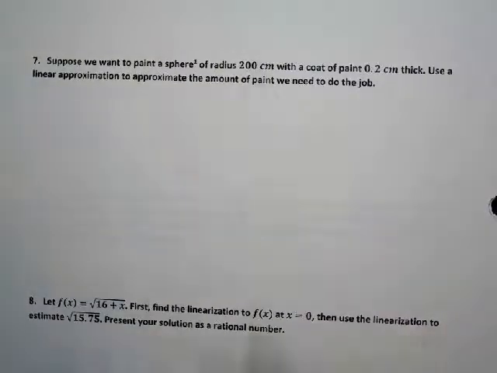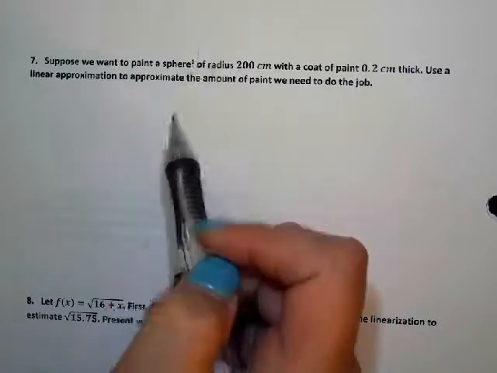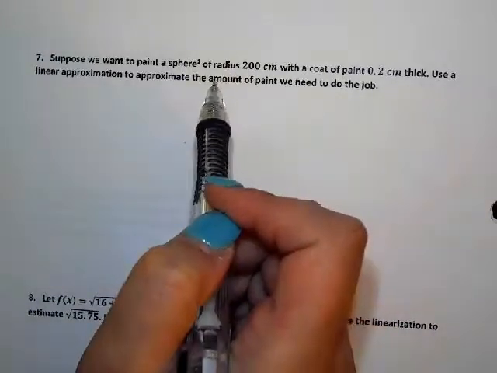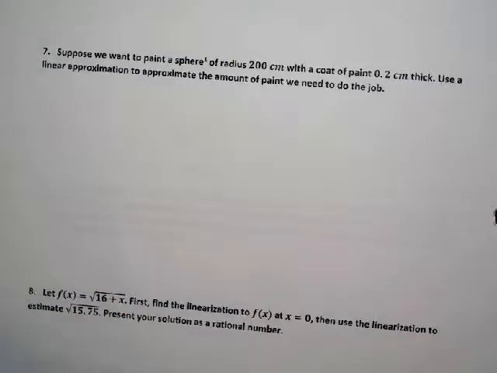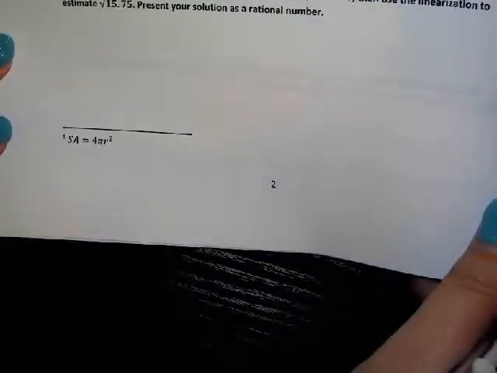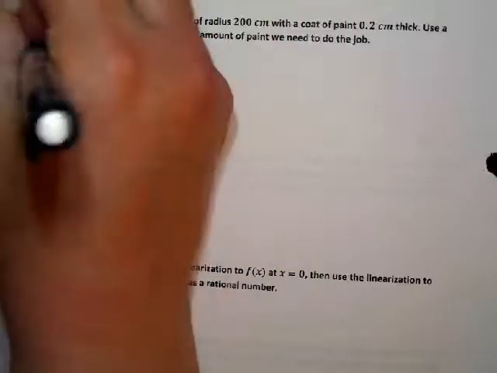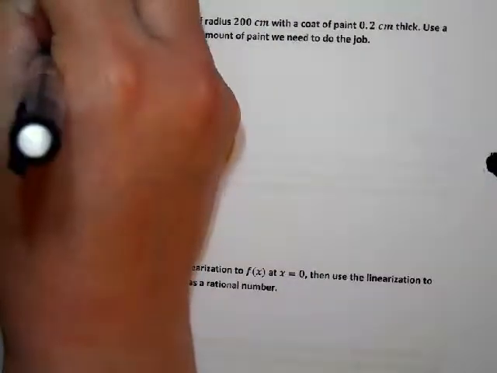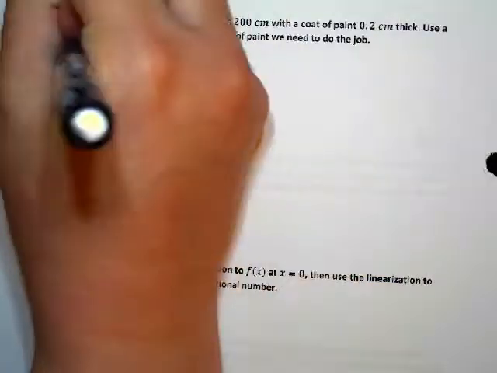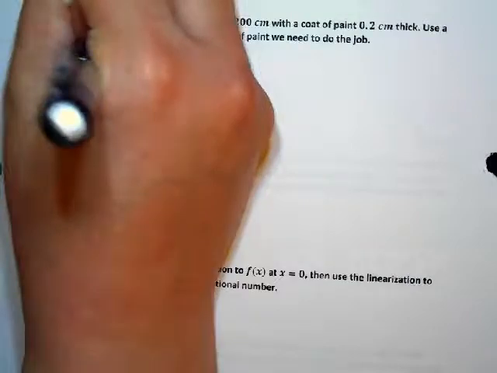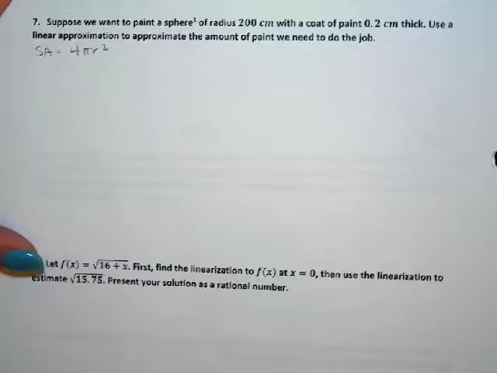So for number 7, it says that you want to paint a sphere, and I gave you a little hint at the bottom that the surface area of a sphere is 4 pi r squared. So that's what the little note at the bottom is. So if you're painting, that's going to be important.